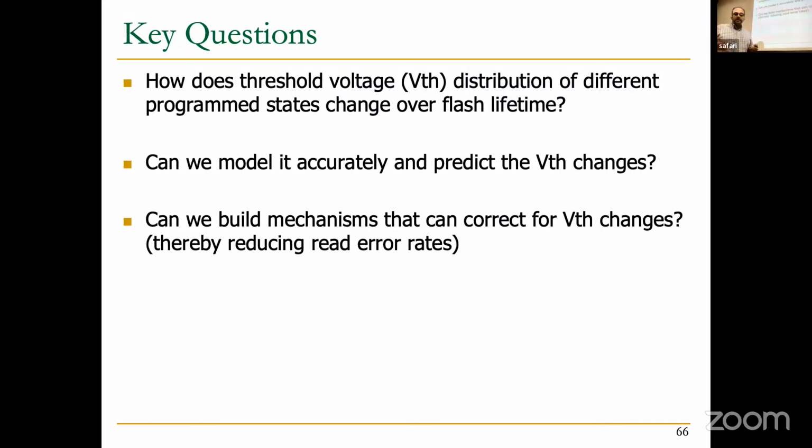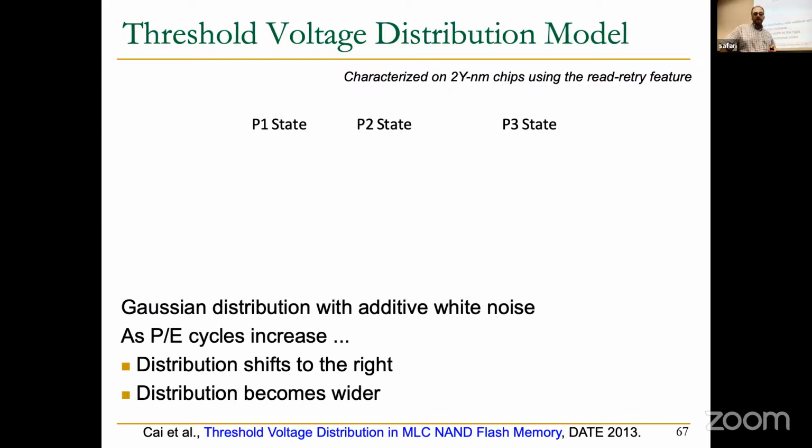So basically, the idea is that we want to model and understand how VTH changes. By understanding that, we want to design a predictor to predict the value of the threshold voltage. And with that, you can significantly reduce read error rates, thereby providing better performance.